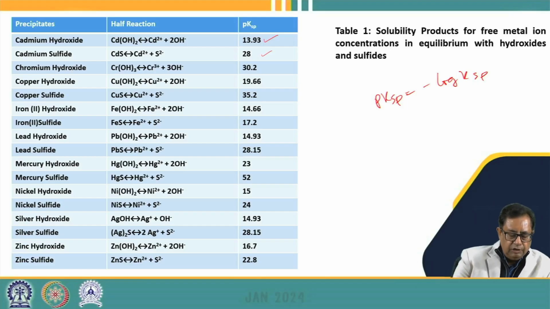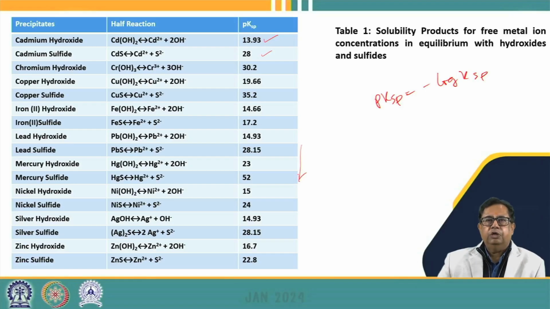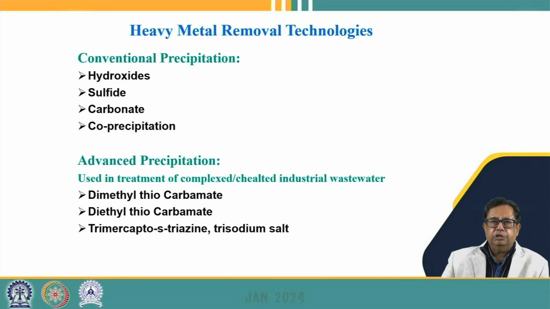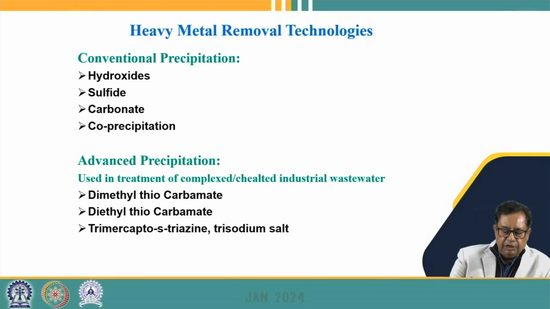They are all given in this table, and we can refer to this table to find out what would be the solubility product for such types of precipitation, and then we can calculate how much precipitate will form, or basically how many ions need to be added so that the precipitation of these metals can occur. The heavy metal removal technologies include the conventional precipitation that we have just discussed.